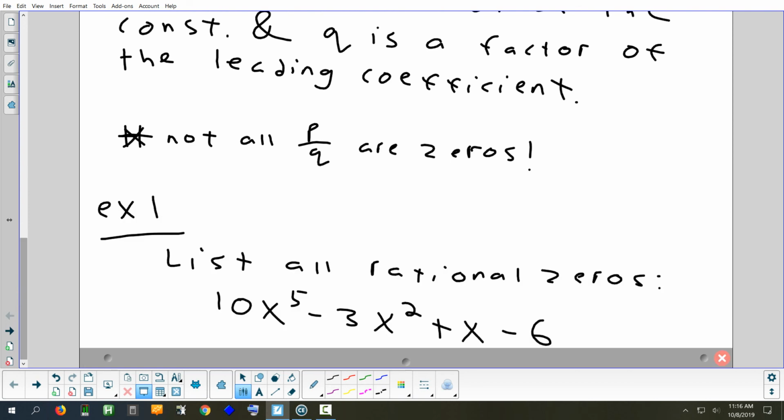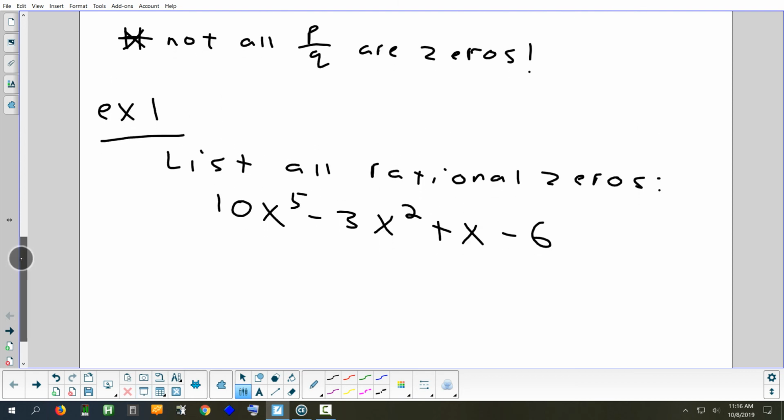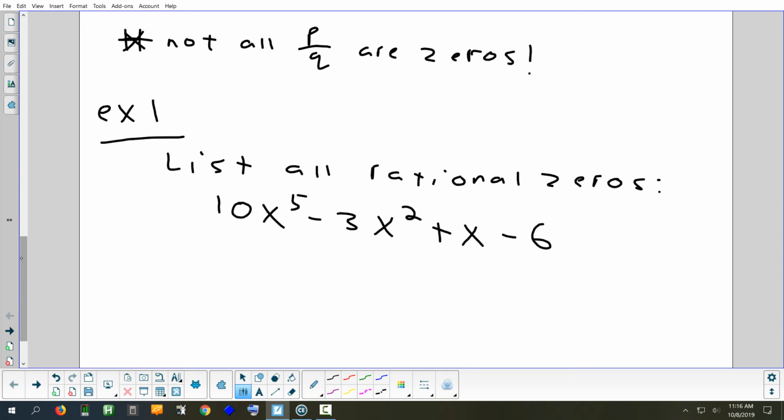So let's try an example. I want to list all possible rational zeros for this polynomial. We've got 10x to the 5th minus 3x squared plus x minus 6. First thing we have to do is write down P and Q. So I said P can be any number that is a factor of the what? Of the constant. What is the constant here? 6.